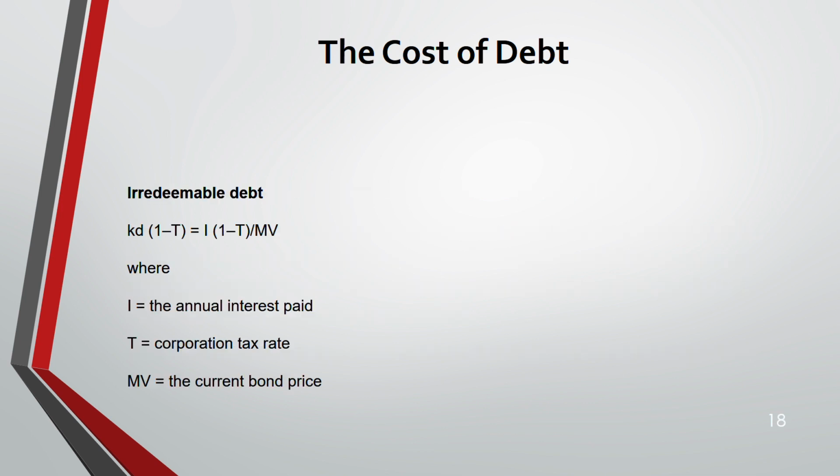Now there are two types of debt that you should know. One is known as irredeemable debt, the other one is known as redeemable debt. When it is irredeemable debt, it is simply your cost of debt into 1 minus tax. I is your interest paid, T is your corporation tax, and M is your current bond price.